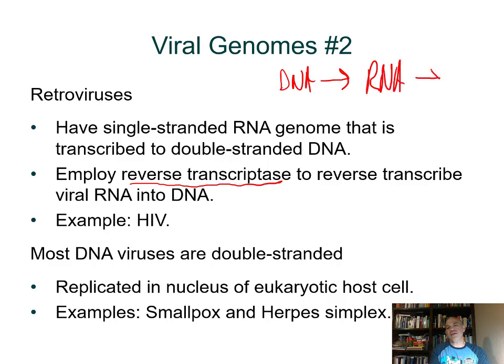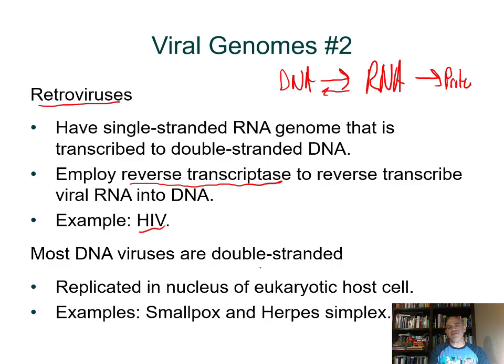And your messenger RNA goes to the ribosomes. Ribosomes bind with the RNA to make your protein. But right here, your viral RNA is reverse transcribed to make your DNA. And an example of a retrovirus. These are called retroviruses. An example is HIV, which stands for human immunodeficiency virus.